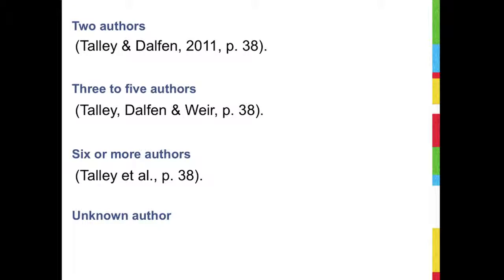If there is no known author, include a shortened title in place of the author's name. If your source does not include page numbers, indicate the paragraph where you found the information by using the abbreviation para followed by a period.